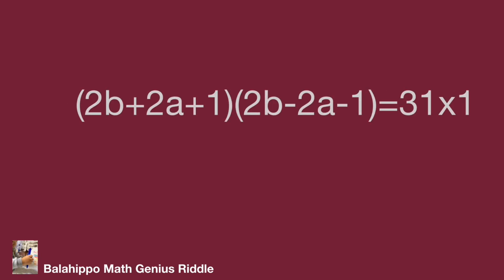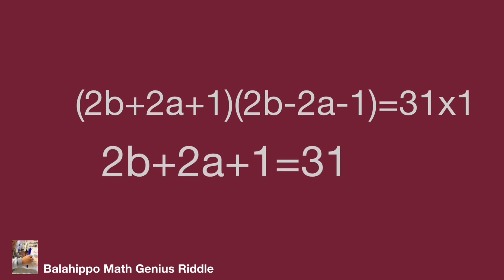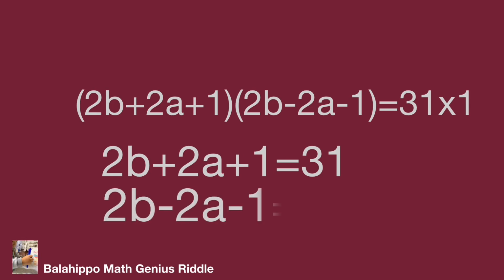And a, b are positive integers. Then quantity 2b plus 2a plus 1 is larger than the other item, 2b minus 2a minus 1. So 2b plus 2a plus 1 equals 31, and 2b minus 2a minus 1 equals 1. Now we get two new equations. Let's find a and b from them.